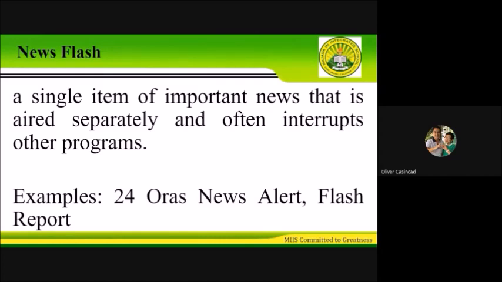Well, you most probably did not notice this, but News Flash can be aired any time of the day. Whereas 24 Horas can only be seen on television from Mondays to Sundays, right? 6 p.m. to 7 p.m. or 7 p.m. to 8 a.m., I don't know. It has a specific time. Whereas 24 Horas News Alert can be aired any time of the day. It is an interruption to whatever you are viewing at that particular moment.